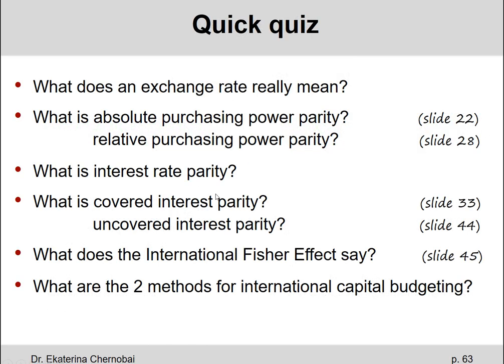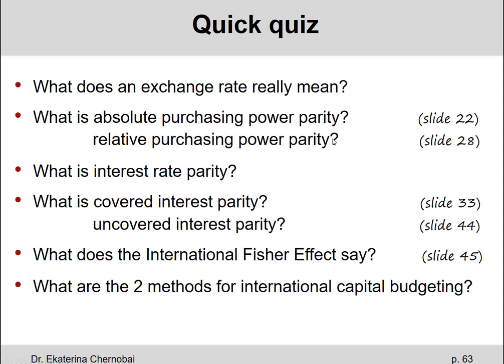Okay, so this is the end of chapter 21. What does an exchange rate really mean? It's the price you pay in one country's currency to get 1 unit of another country's currency. What is the absolute purchasing power parity, and what is the relative purchasing power parity? The absolute purchasing power parity says that the same commodity should cost the same amount of money in different countries if you just use the current exchange rate.